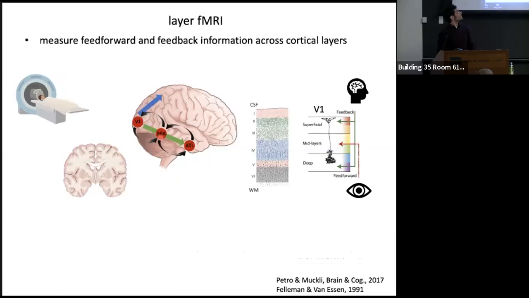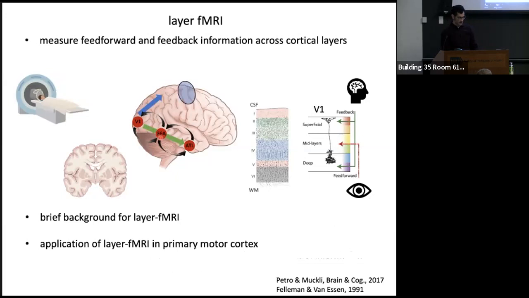So today I'm going to tell you about how we're using layer fMRI to measure feed-forward and feedback information across the cortical layers. I'm going to start by giving a brief background for layer fMRI. And then I'm going to talk about an experiment where we used layer fMRI in primary motor cortex. I'll explain in a minute why I'm pivoting from talking about visual systems to the motor cortex. And then I'll bring it back to the visual system and talk about an ongoing project where we're using layer fMRI in the ventral visual stream.